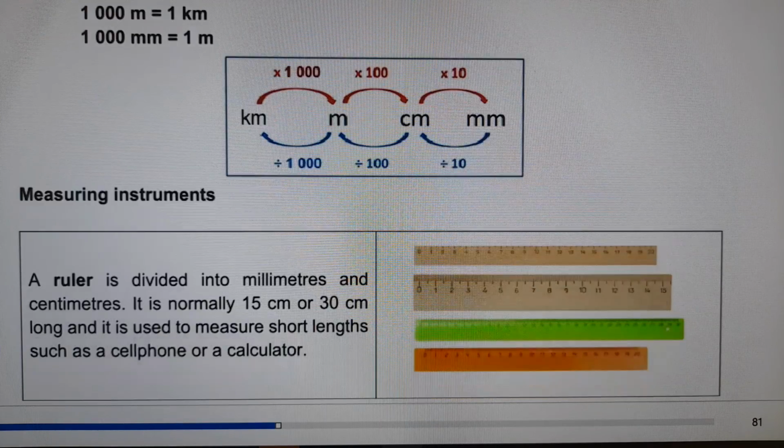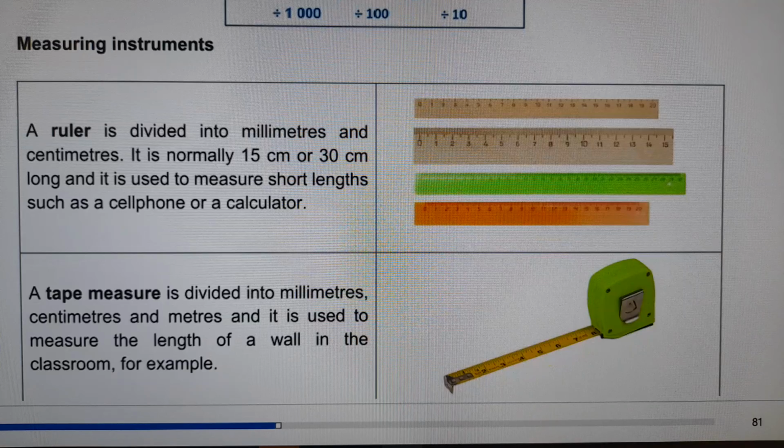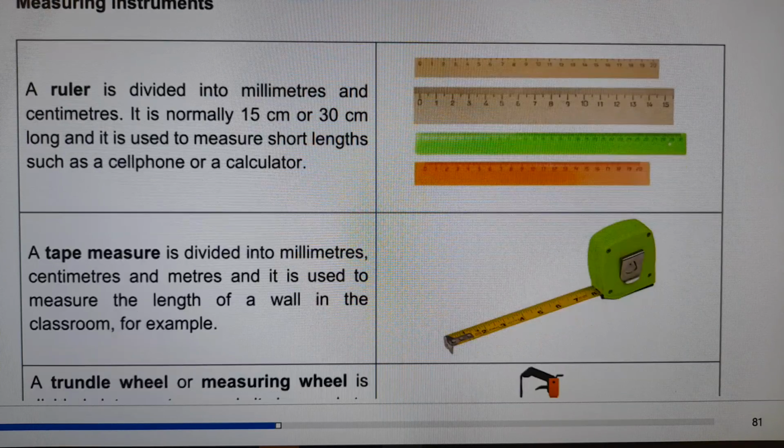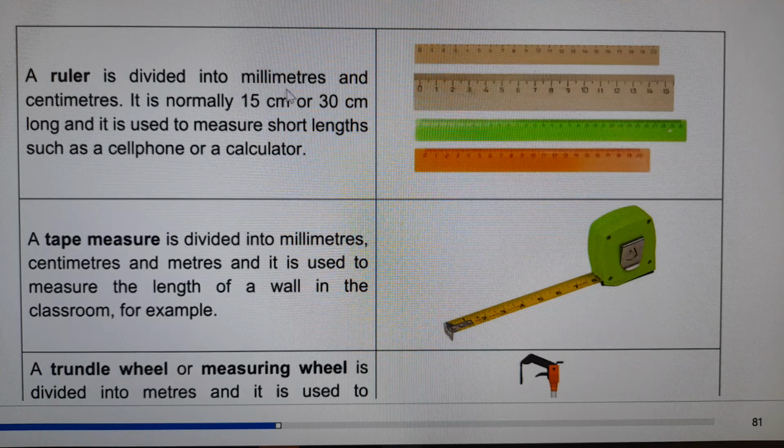And let's look at the various measuring instruments for length and distance. A ruler is divided into millimeters and centimeters. If you look at the ruler, this one has only one side. Your ruler would normally have measurements on both sides. So one side will be millimeters and the other side will be centimeters. It is normally 15 centimeters or 30 centimeters long, and it is used to measure short lengths such as a cell phone or a calculator.